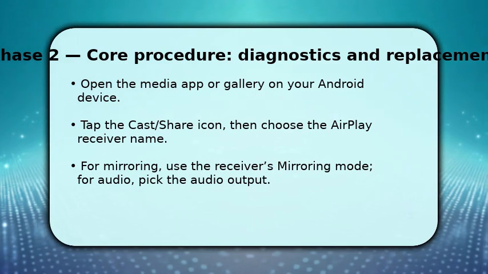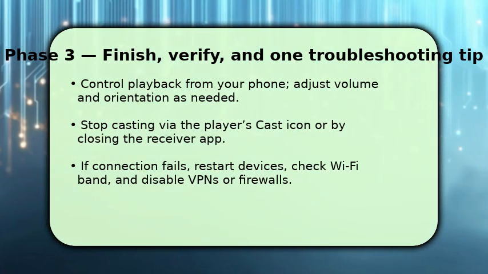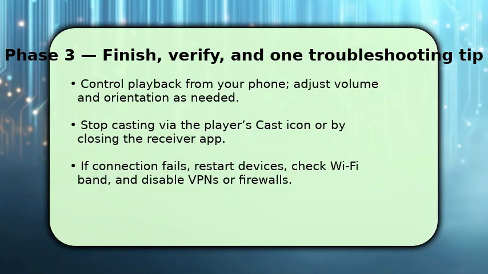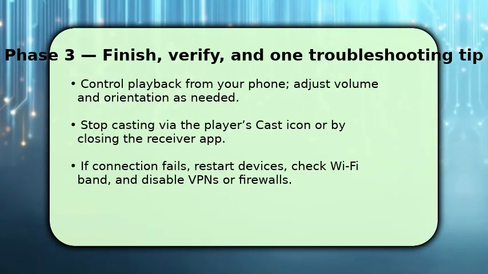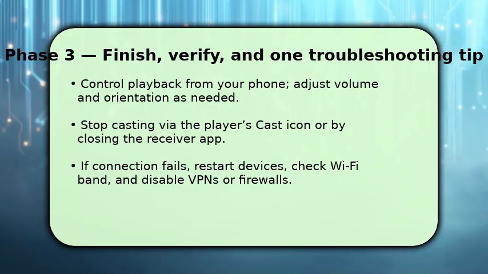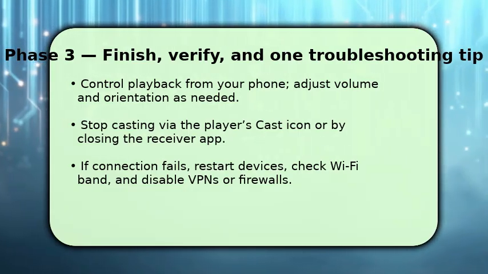To finish, control playback and volume from your Android. Most players keep controls on the phone for convenience. When you're done, tap the cast or AirPlay icon again and choose disconnect, or simply close the receiver app on the TV. If things go wrong, try the key troubleshooting step.